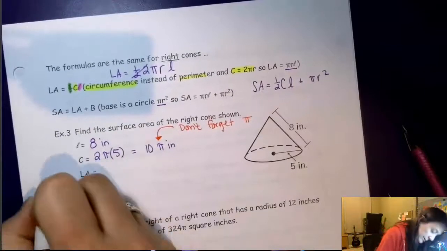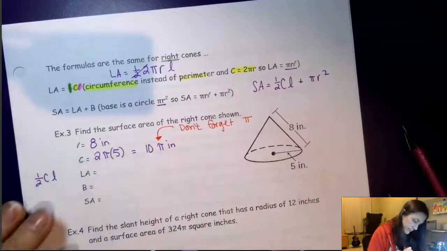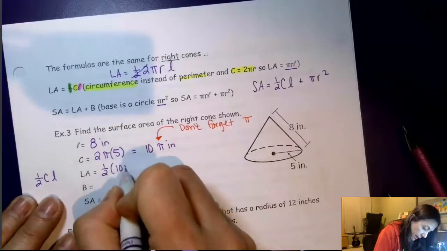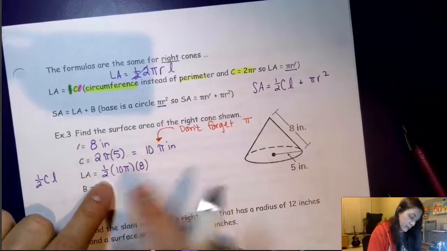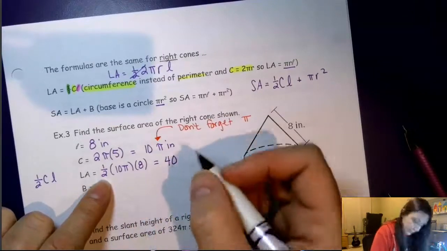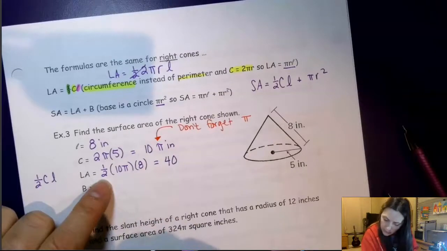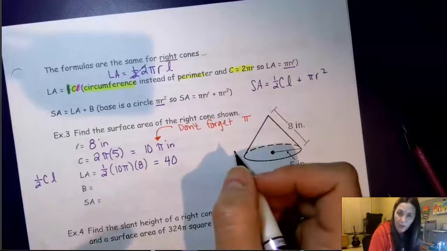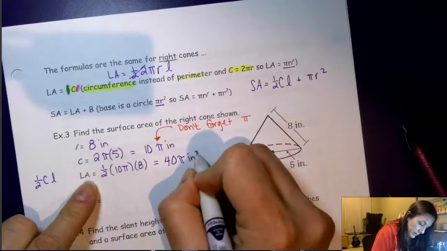Again, the lateral area is 1/2 the circumference times the slant height. So I have 1/2. Circumference is 10 pi. Slant height is 8. Half of that 8 is 4 times 10. I get 40 pi. Don't forget the pi. Lateral area is going to be inches squared.